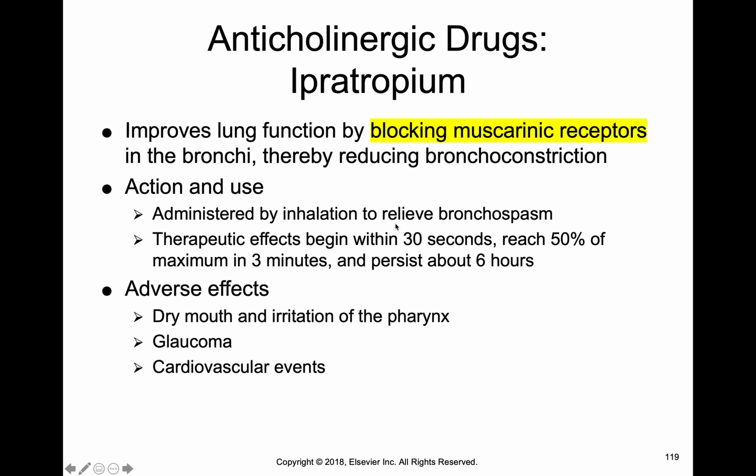So again, we're going to give it. It kicks in about 30 minutes. It persists roughly about 4 to 6 hours. So if you're on ipratropium, you'll be seeing patients take these about 4 times a day. Because muscarinic is cholinergic, and we're blocking that. By definition, this drug is anticholinergic, right? And so you can expect dry mouth, glaucoma, things of that nature.